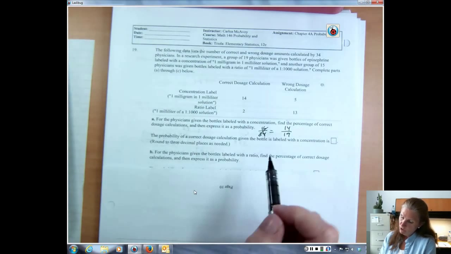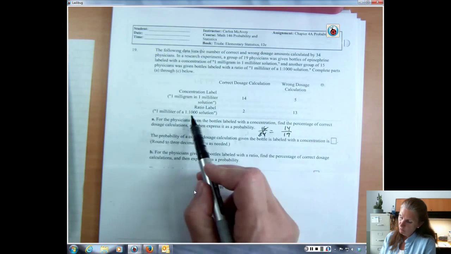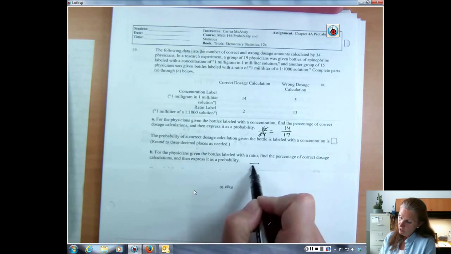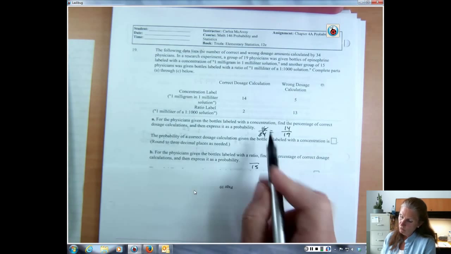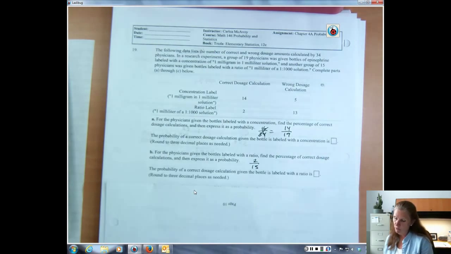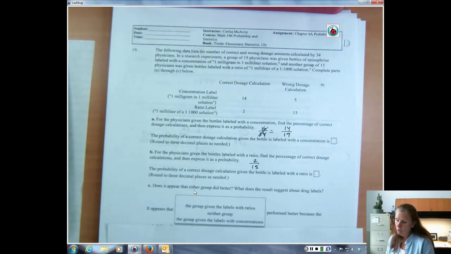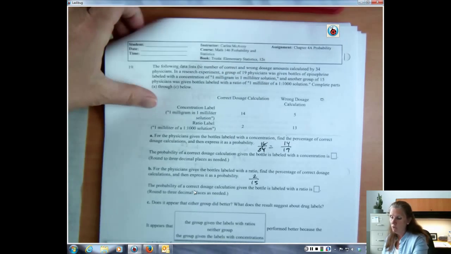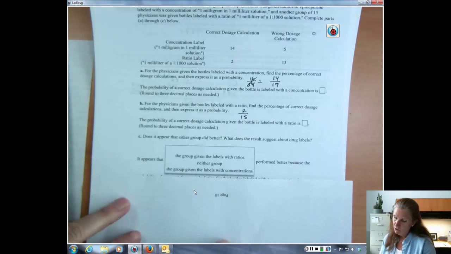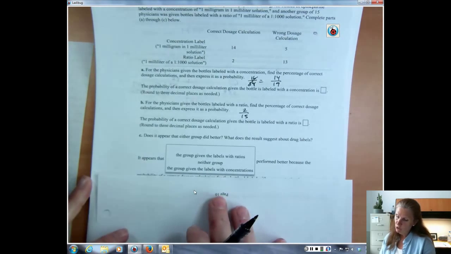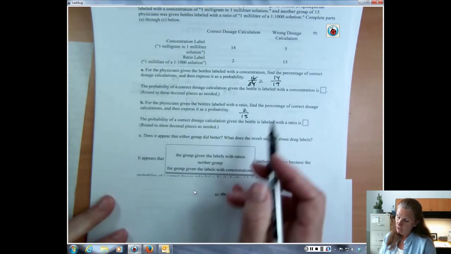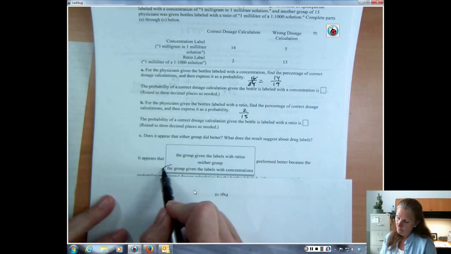For the physicians given with a ratio, which was the second one, there were 15 of them, and the correct ones were 2. We're going to round those to 3 places. Does it appear that either group did better? Well, obviously, the one that had 2 15ths were doing pretty bad on getting it right. So the groups given with the concentration actually did better, right?